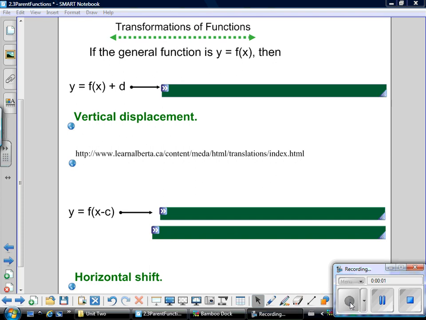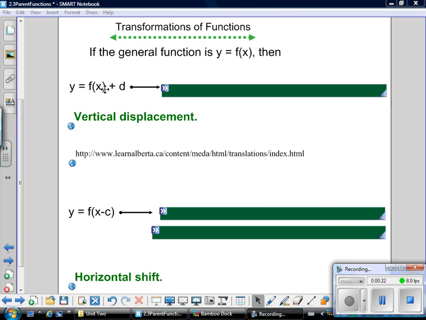Now that we've seen what the parent functions look like and some of their special features, what we're going to do now with them is start transforming them. So we're going to be moving them all over the place. In general, if y equals f(x), then if I want to vertically displace something, this is what would happen to the equation.